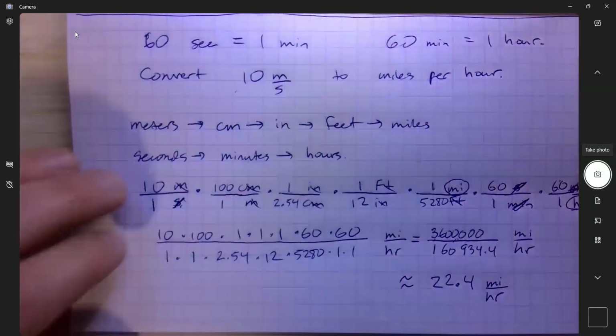All right, that wraps up the dimensional analysis part. But this section also covers scientific notation.